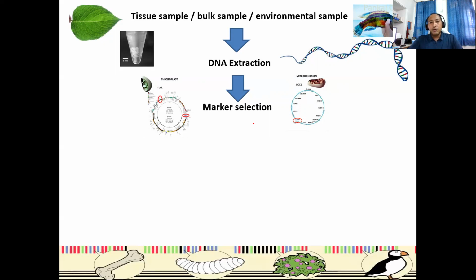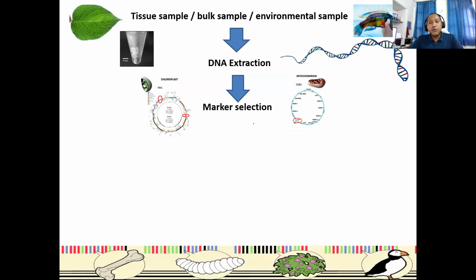So based on some studies for animal species, the cytochrome C oxidase 1 gene has been proposed as a very good marker for identification of animal species. But in case of plants, it has been found that one particular marker is not sufficient. So we may have to use 3-4 markers.